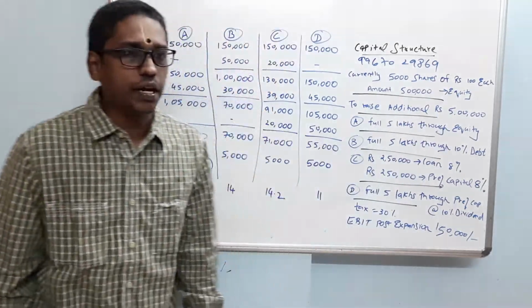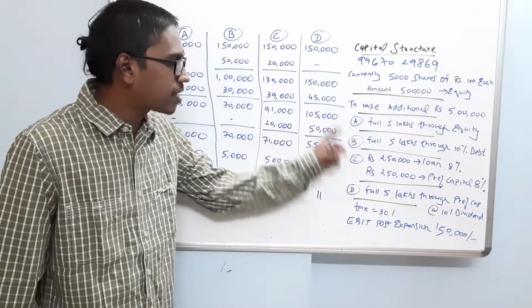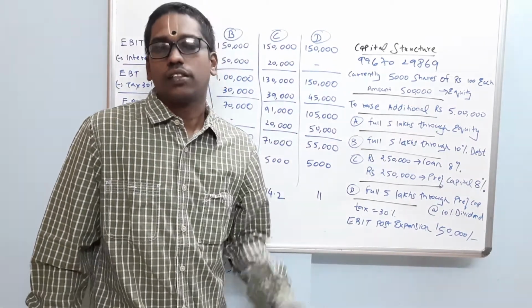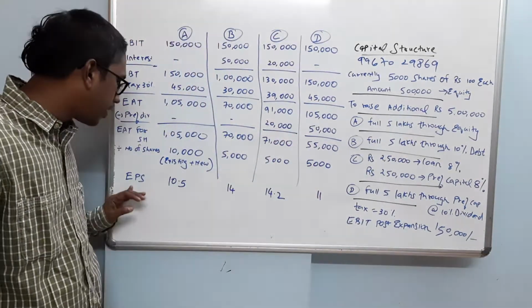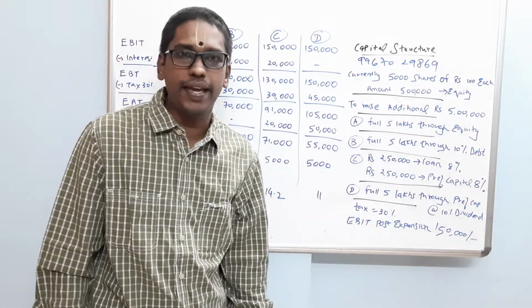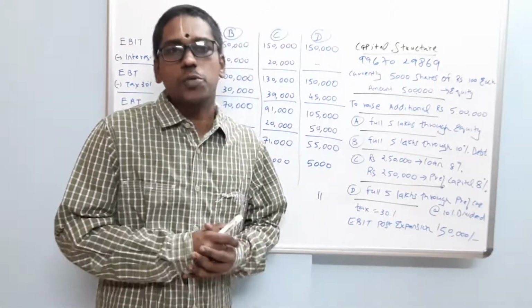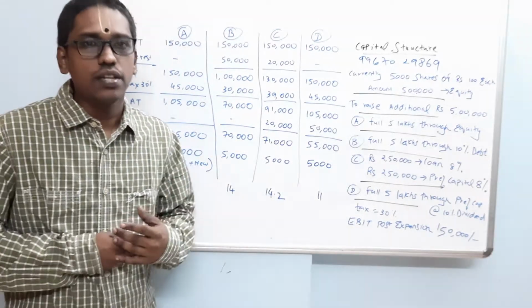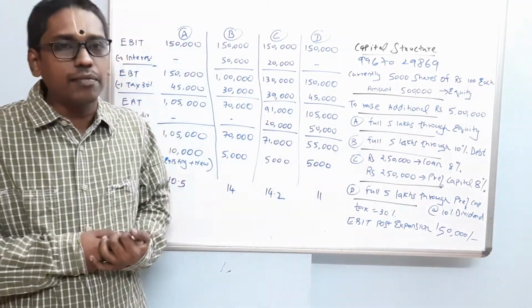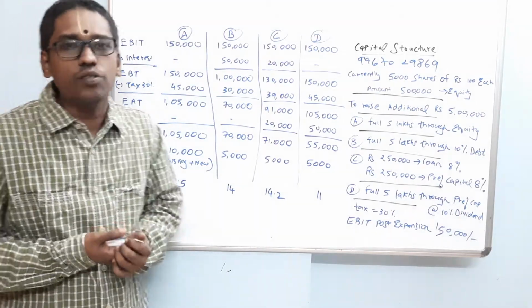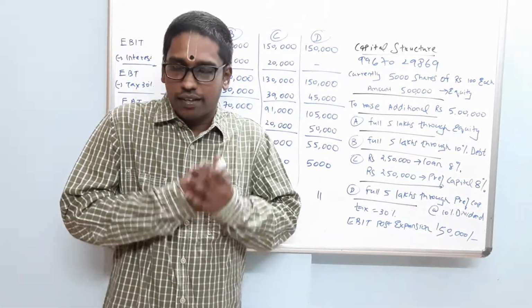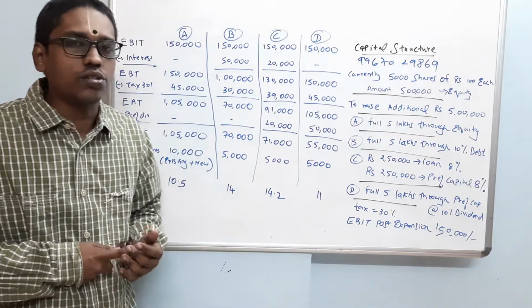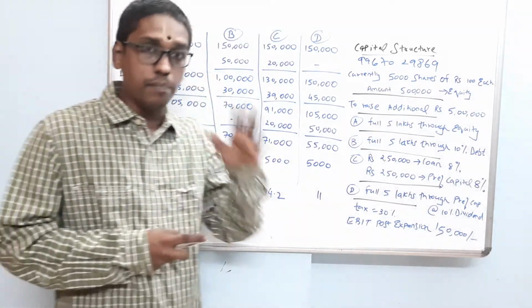So now the company has to select the best option considering the option which will give the highest earnings per share, that is EPS. We have spoken about weighted average cost of capital in my previous videos, and considering WACC, always we will have to raise funds in such a way that the overall cost of capital for the company is as minimum as possible.